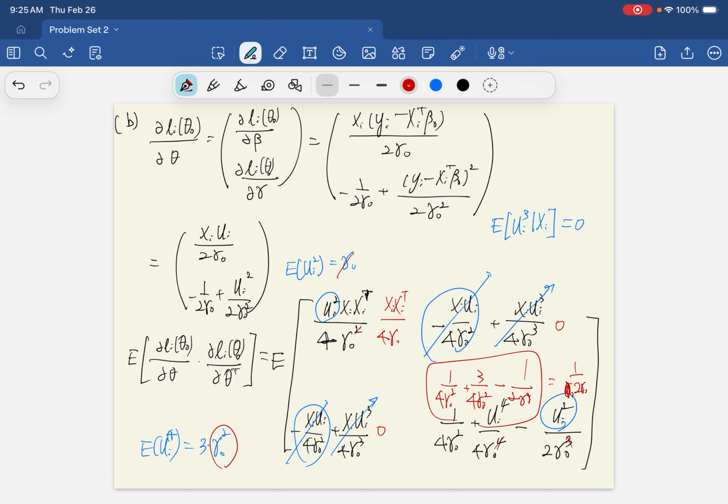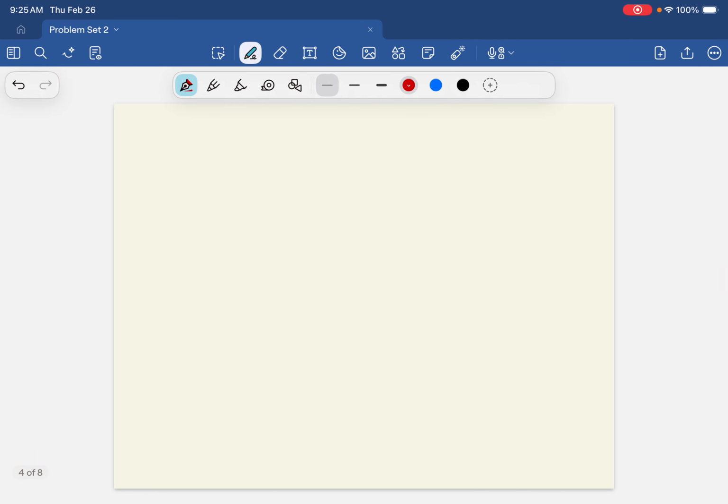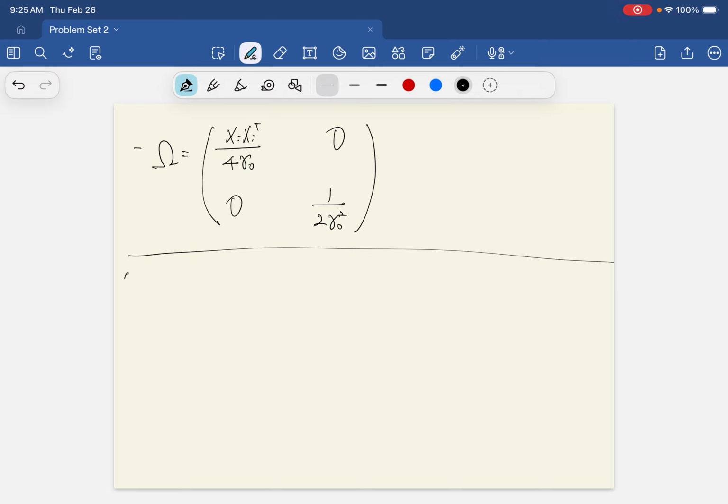Alright, so that means in the end omega is x prime over 4 gamma 0 and 0 0, and here 1 over 2 gamma 0 squared. This was the answer, complicated but manageable, right? So then part C, we are interested in the second order derivative.